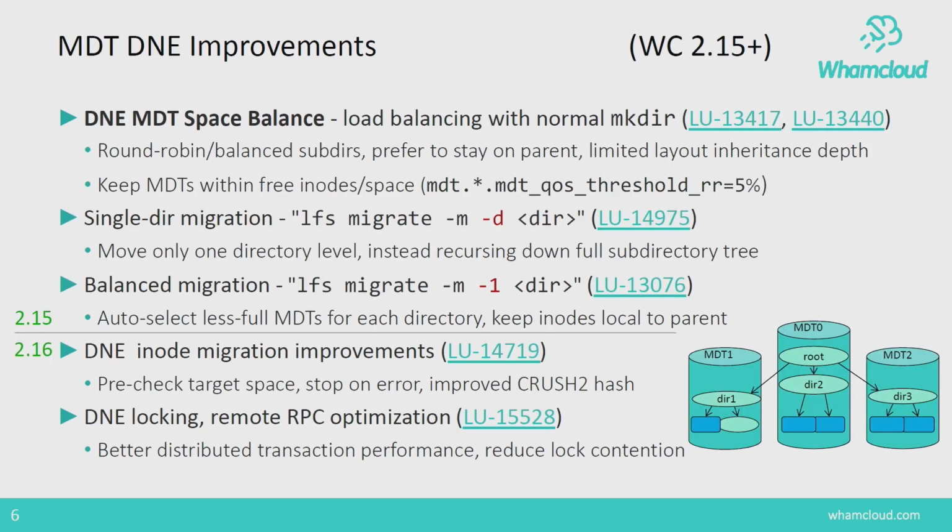On the MDS side, the biggest improvement in 2.15 was space balancing, and I think that's a really important one. It makes DNE with multiple MDTs much more usable, because we're automatically balancing across multiple MDTs. We have customers now with 40 MDTs, doing multi-millions of operations per second, and they don't have to do any manual tuning there. Migration improvements in 2.16.